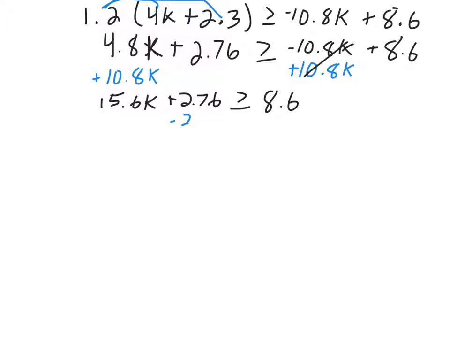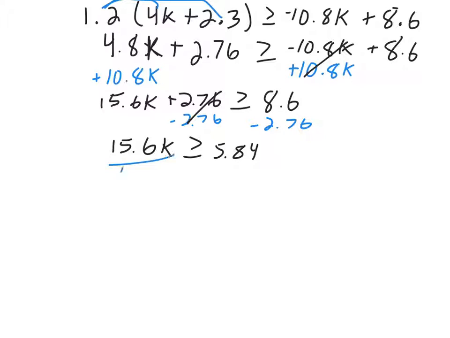Okay, so now you want to subtract the 2.76 from both sides. And again, we're in the algebra portion now, so if you need to use a calculator to make these calculations quickly, you absolutely can. 8.6 minus 2.76 is 5.84.